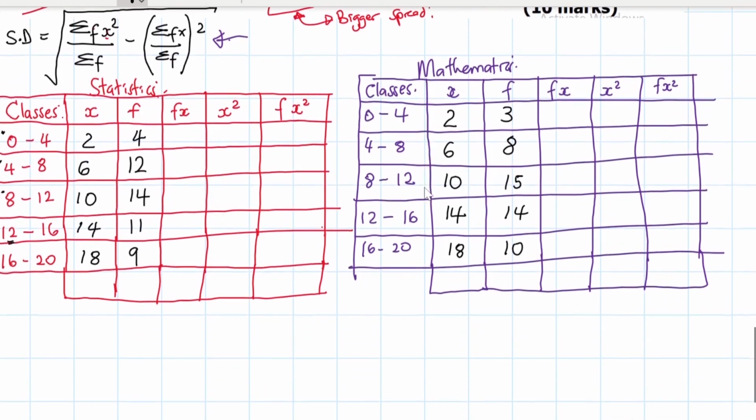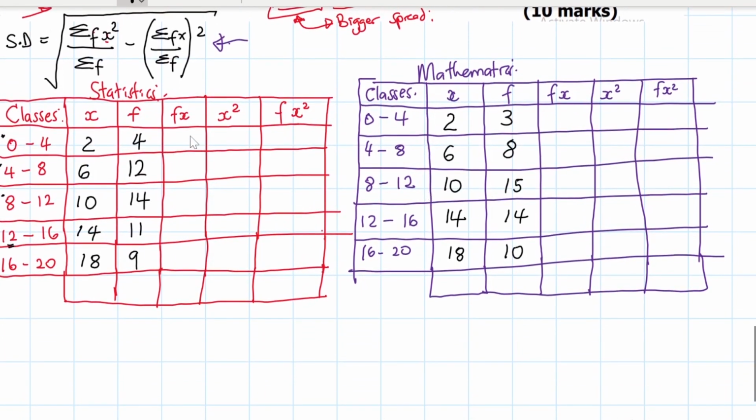We are trying to compute what is f times x. So here we do calculator business to fill in the remaining tables. Okay, so f, 4 times 2 here is 8. That is as far as we are dealing with statistics. 6 times 12 is 72. Then 14 times 10 is 140. Then, because this is f and x, 11 times 14 is 154. Then this is 162.